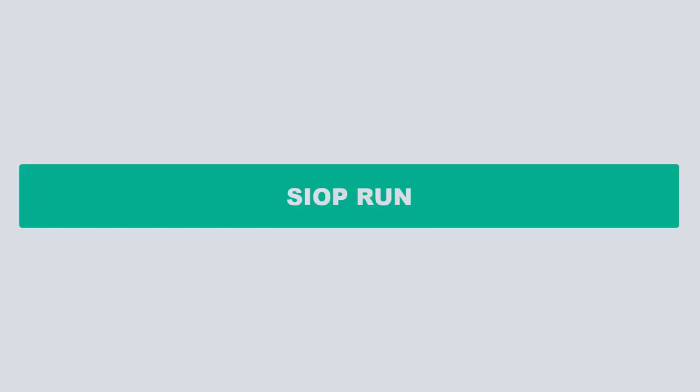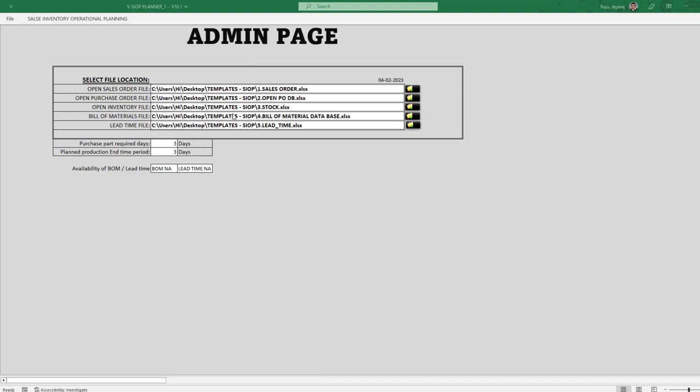In this section, we will learn how to execute our sales, inventory, and operational planning process. The S&OP process is a critical component of any manufacturing or production process, as it allows for the optimization of inventory allocation and production scheduling.